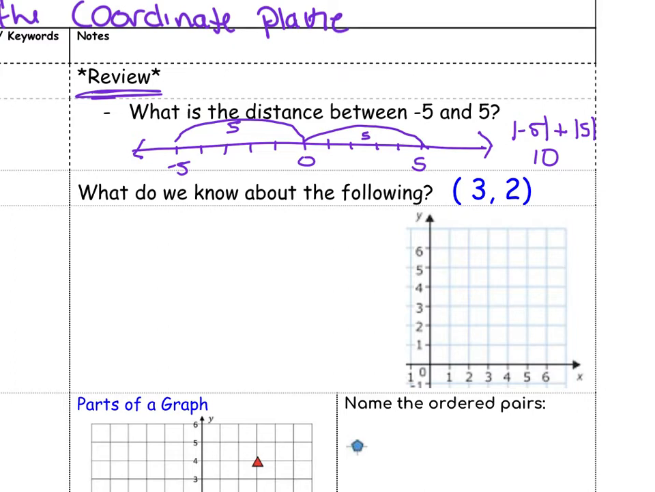All right, so plotting ordered pairs, what I want you to remember is that this first, it's alphabetical, this first one is the X. This is the X, and this is the Y. You've done this before. This goes horizontally, and this one goes vertically.